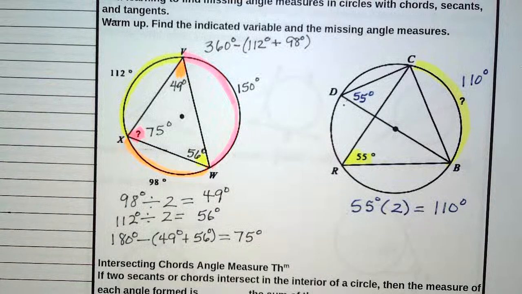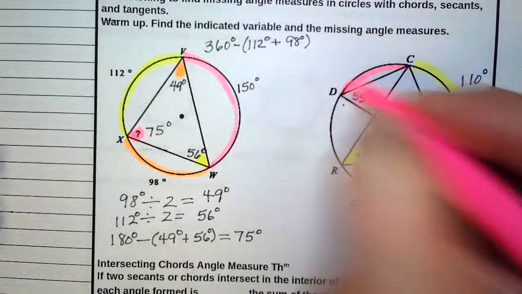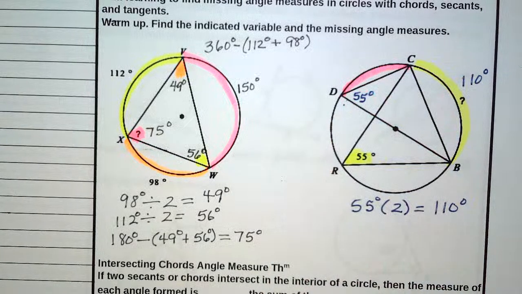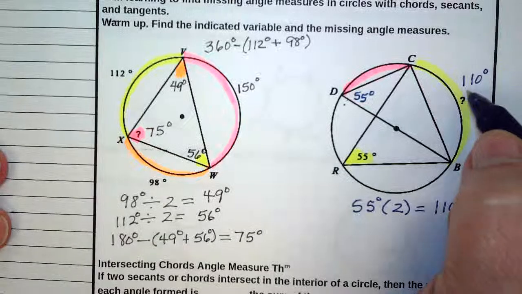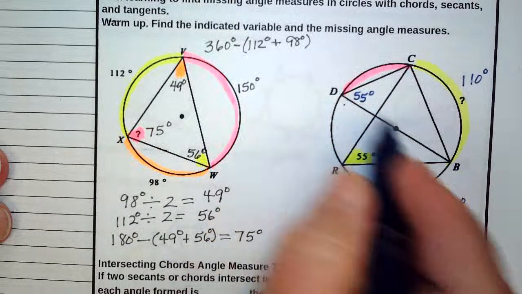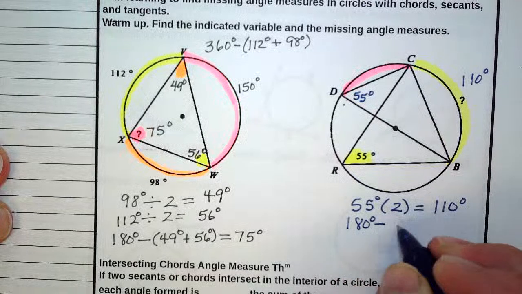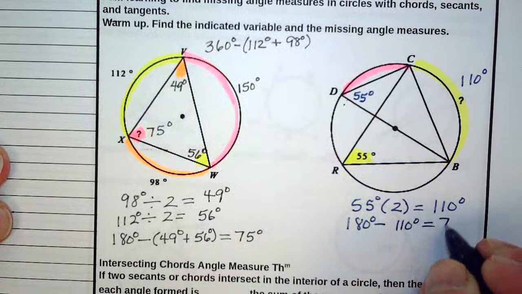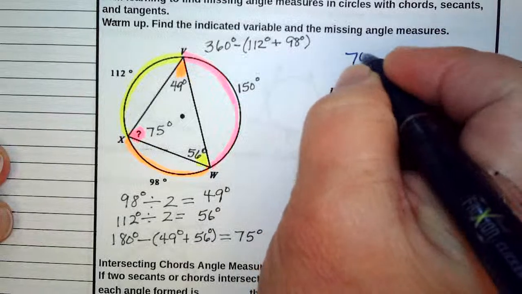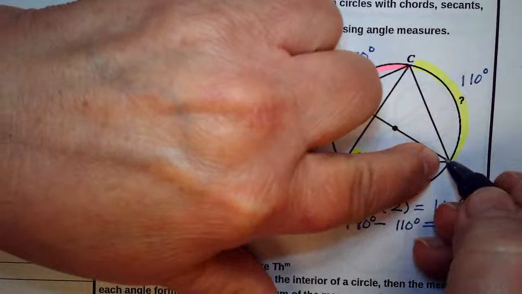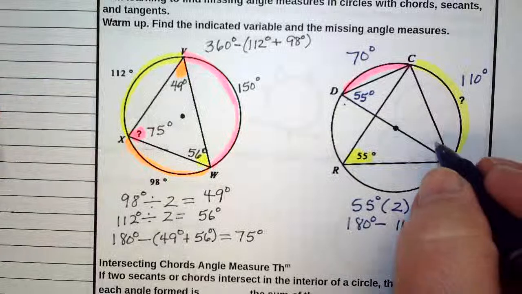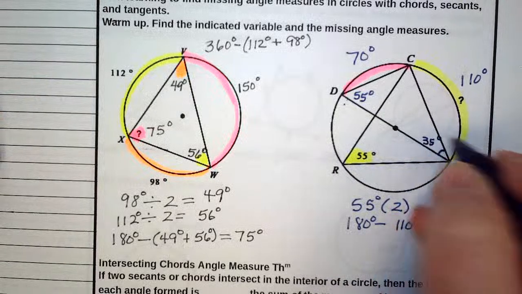Can I find any others? I claim that you can find this piece right here. What is that piece right there going to be? It'll be 180. This is a semicircle, goes through the center. So 180 degrees minus 110 degrees will give me 70 degrees. If I notice, this will come down to this angle here, and this will be 35 degrees.